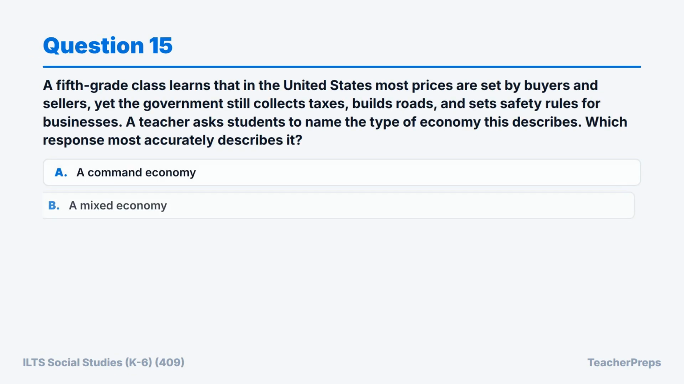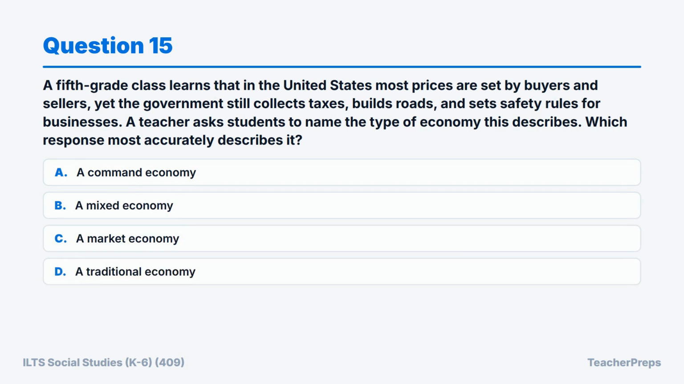Question 15. A fifth-grade class learns that in the United States most prices are set by buyers and sellers, yet the government still collects taxes, builds roads, and sets safety rules for businesses. A teacher asks students to name the type of economy this describes. Which response most accurately describes it? Pause the video and select the best answer.